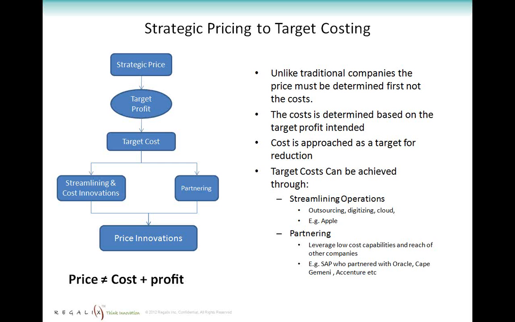Once both of these are defined, cost needs to be approached as a target for reduction, and cost reductions can be achieved through streamlining operations, probably through outsourcing, digitizing, or using cloud infrastructure, the way companies like Apple do, or by partnering with companies where you can leverage their low-cost capabilities and reach, the way companies like SAP do, who partner with Oracle, Capgemini, and Accenture.